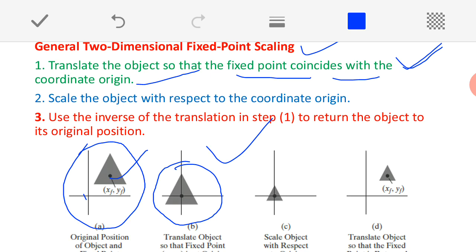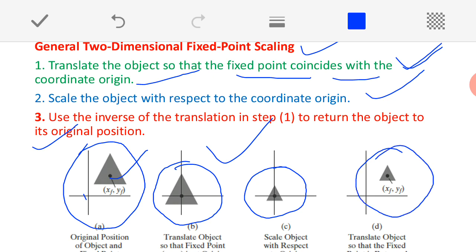Okay. Then once it comes to the origin, then I know how to perform the scaling. Either I can increase the size or decrease the size. That depends on the scaling factors Sx and Sy. Now, I am going to perform a scaling here. So, in this case I have reduced the size of the object. Once the scaling has been done, what is the third step? See there, once again you have to use the inverse translation or retranslation, so that the object will be moved back to what? Its original position. See, this is its original position. The same position with Xf Yf, it will get retranslated, or we will be applying the inverse translation.